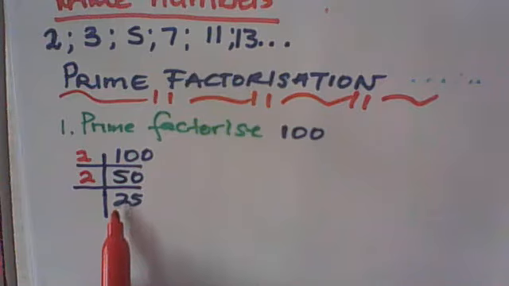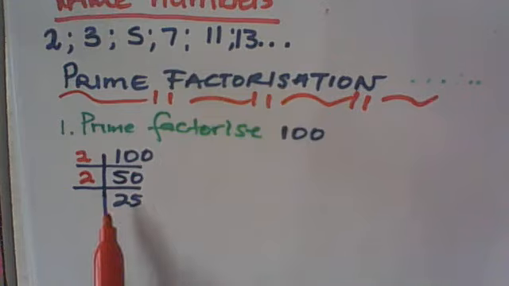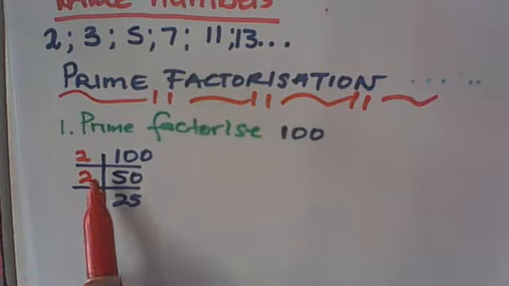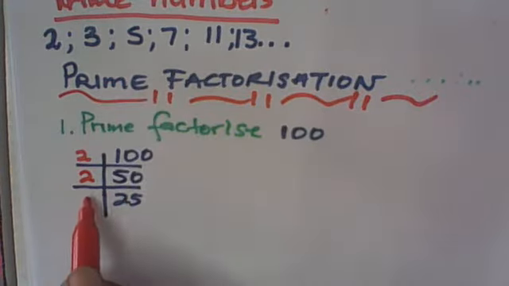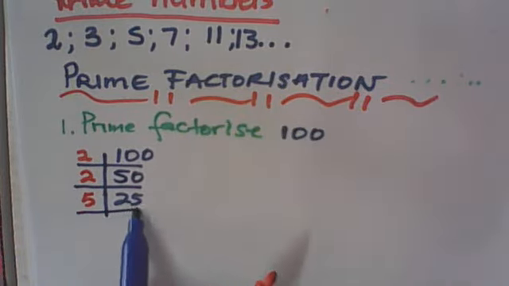2 again? No. If a number ends with an odd number, it's not divisible by 2. Then 3? No. How do you see that a number is exactly divisible by 3? You just add the digits. 2 plus 5 is 7. No, 7 is not exactly divisible by 3. So this number is divisible by 5. Yes, 5. Then we divide 25 by 5.